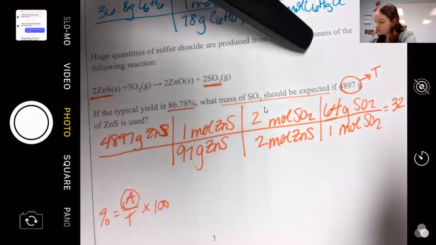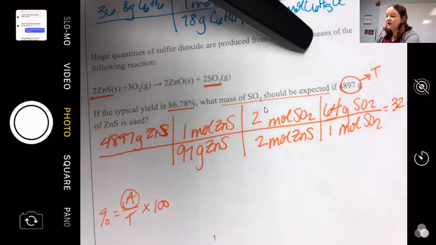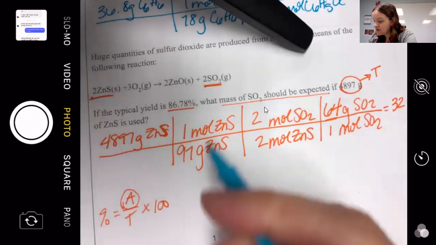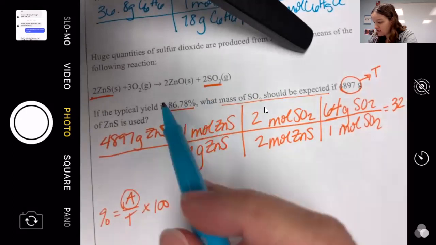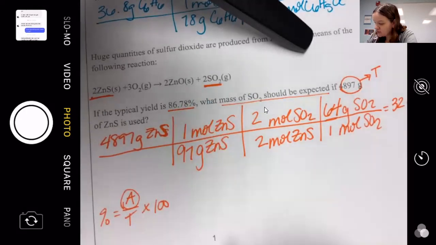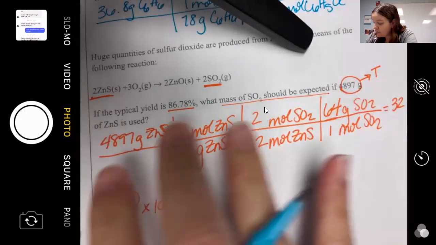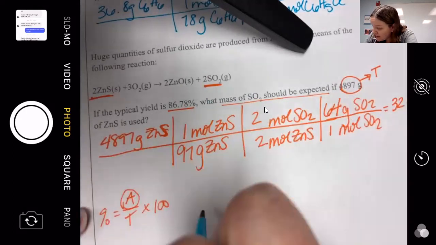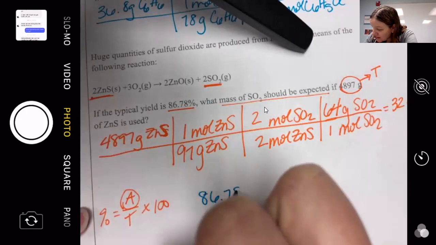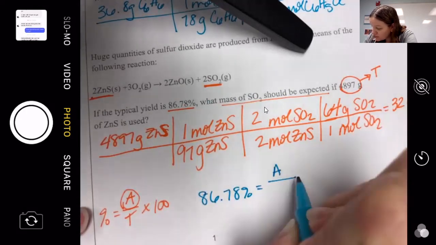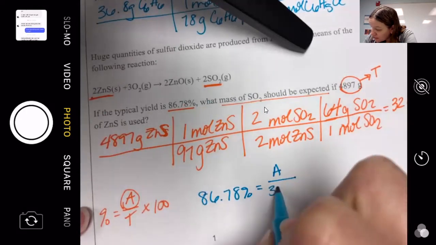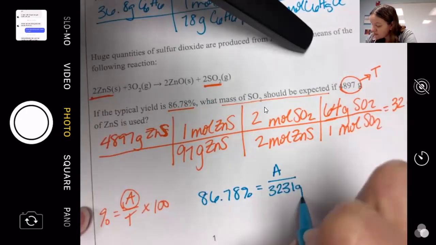I'm trying to find the actual. Okay, so what I'm going to need to do, there's a couple ways that you can do this. What I usually do is change this percentage yield, right? So if we go ahead and fill in our numbers, we have 86.78% is equal to the actual yield, that's what we're looking for, over 3231 grams, right?